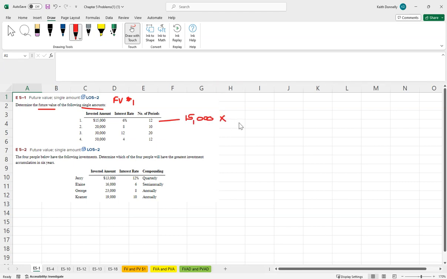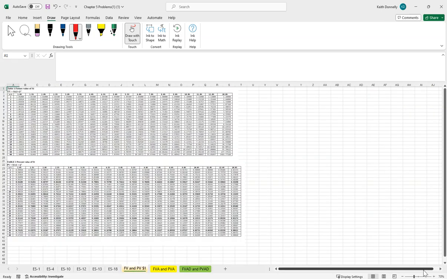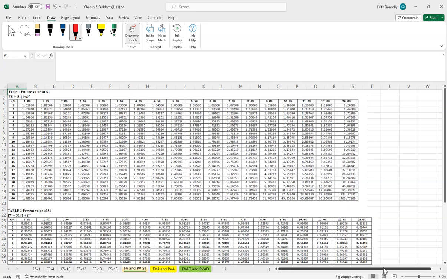times the factor. So we got to get our I and our N. So that's a 6 and a 12. That will give us our future value. So it's I, 6, and 12. Oh, geez, that's messy. No, we can do it. Don't worry. So future value of $1 versus present value. We're going to be using this one, future value.